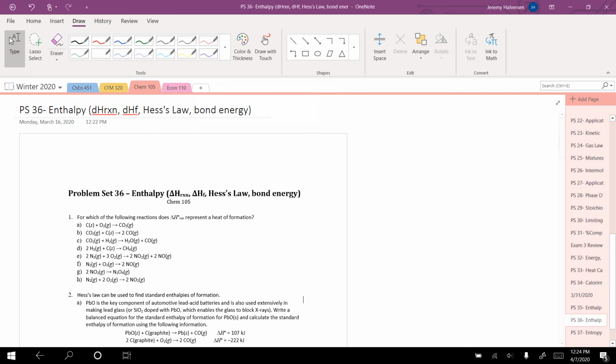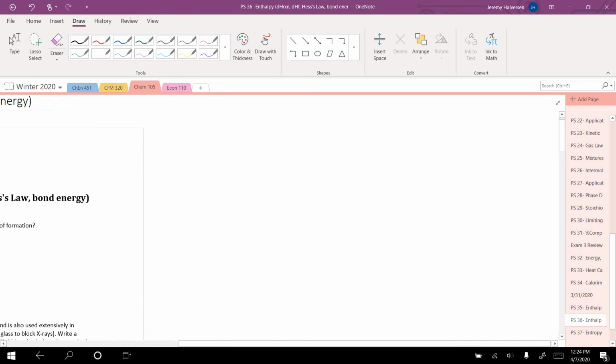This is problem set 36, where we're going to continue our discussion about enthalpy that we started in problem set 35. In this problem set, we're really going to get deep into how to calculate the enthalpy for a reaction. So before we get into that, just a little bit of a mini lecture.